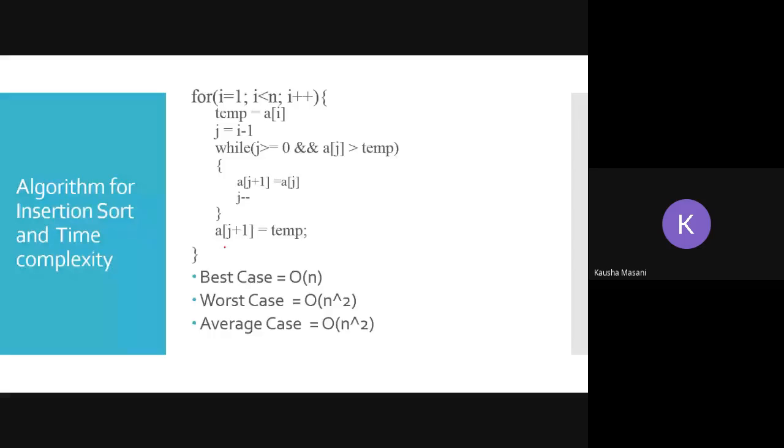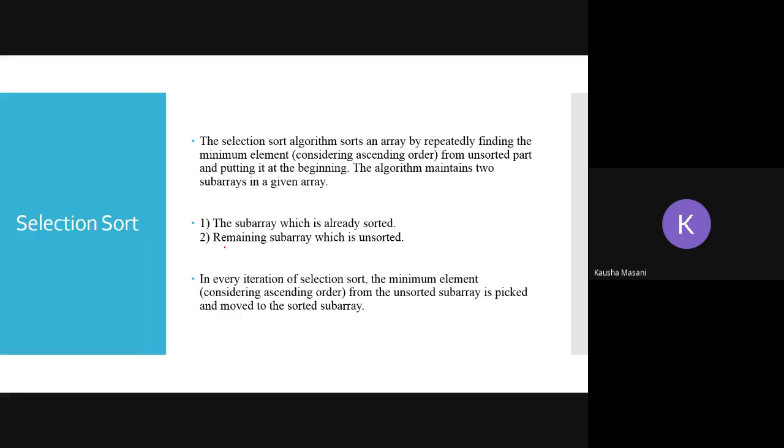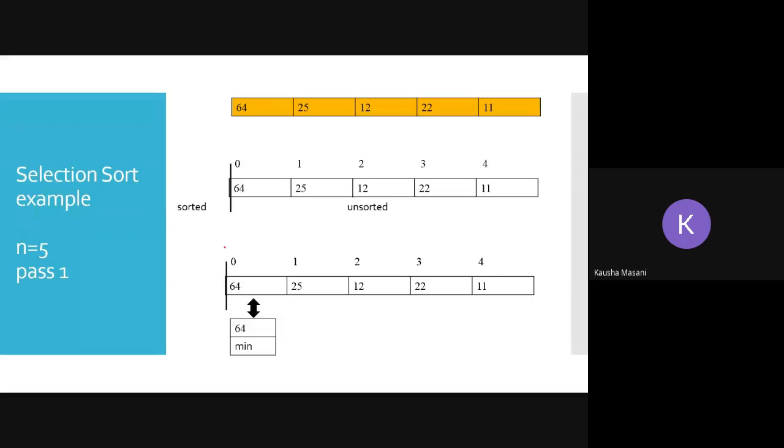Fine. Yes, absolutely right. See, the selection sort algorithm sorts an array by repeatedly finding the minimum element, because we are going with the ascending order, from the unsorted part and putting it at the beginning. Now, the algorithm here is maintaining two subarrays just like the previous one, but with a little different approach: the subarray which is already sorted and the remaining subarray which is unsorted. In every iteration, the minimum element from the unsorted subarray is picked and moved into the sorted subarray. Now have a look here.